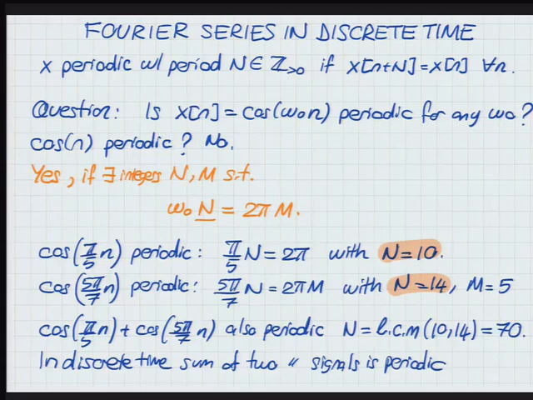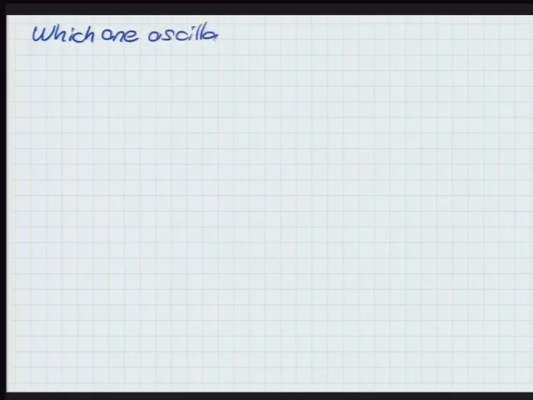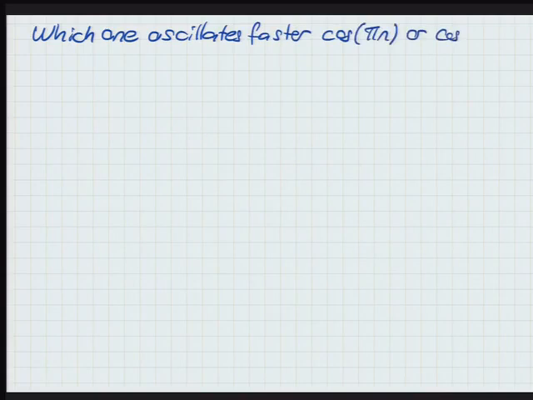All right. While I'm asking you questions, let me ask you one more. Which one oscillates faster? Cosine pi n or cosine of 3 pi over 2 n. Here omega 0 is pi, here omega 0 is 3 pi over 2. I've increased omega 0, right? But which one oscillates faster?